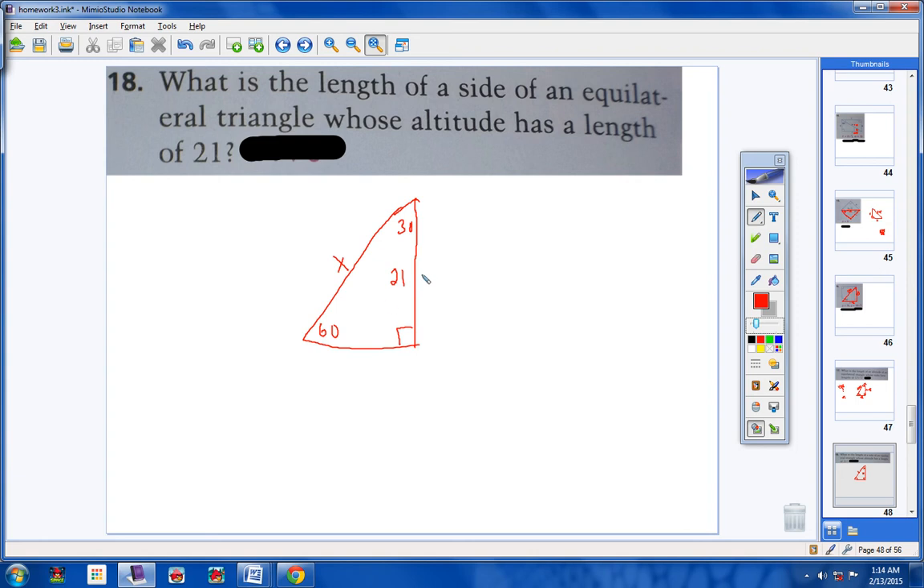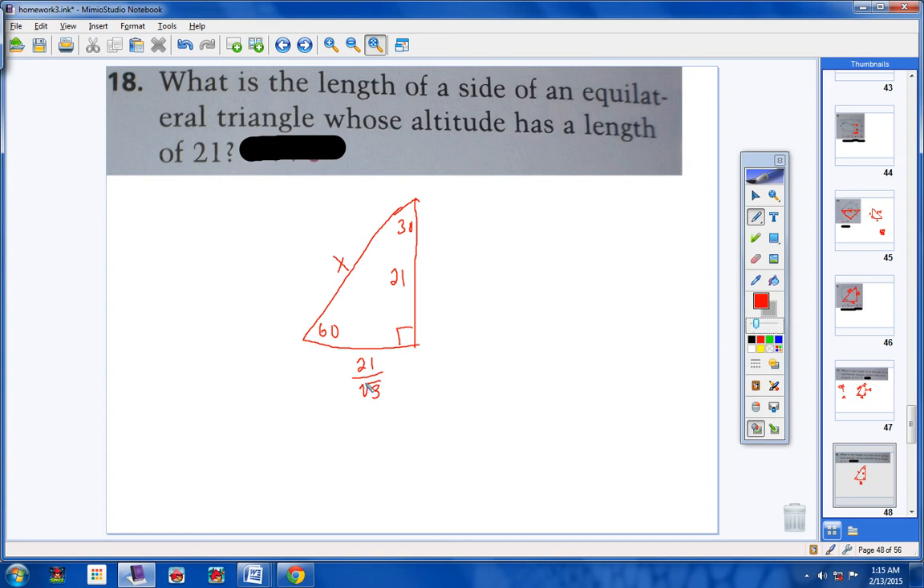Now, we know the longer leg is 21. Now remember, if you know the shorter leg, you multiply it by the square root of 3 to get this. We're going backwards, so we're going to take 21 and divide it by the square root of 3. And that's how you would get the shorter leg. I hope that makes sense. Let's go over that again. If I give you the shorter leg, you multiply it by the square root of 3 to get the longer leg. Well, if I give the longer leg, then divide the longer leg by the square root of 3, and that will give you the shorter leg.